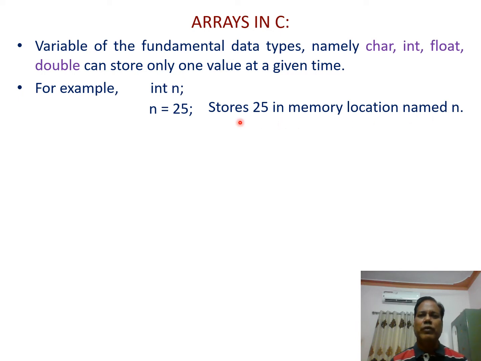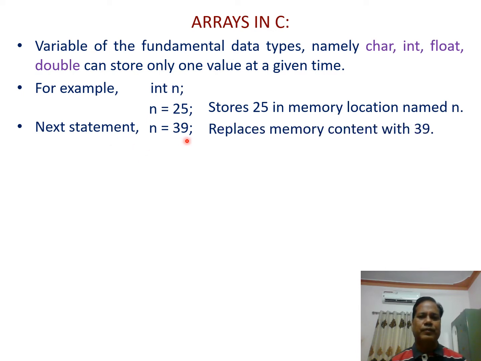Because we know that whenever we declare any variable, corresponding to the variable and its type, a memory location is set aside where data is stored. The next statement, n = 39, replaces the memory contents with 39. Previously, in the memory named n, 25 was stored. Now when we write n = 39;, 39 replaces 25.